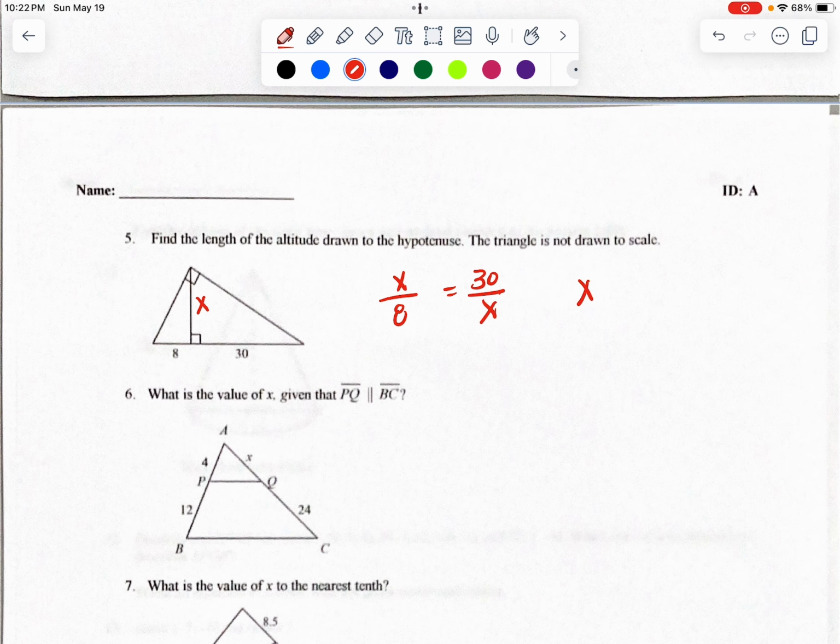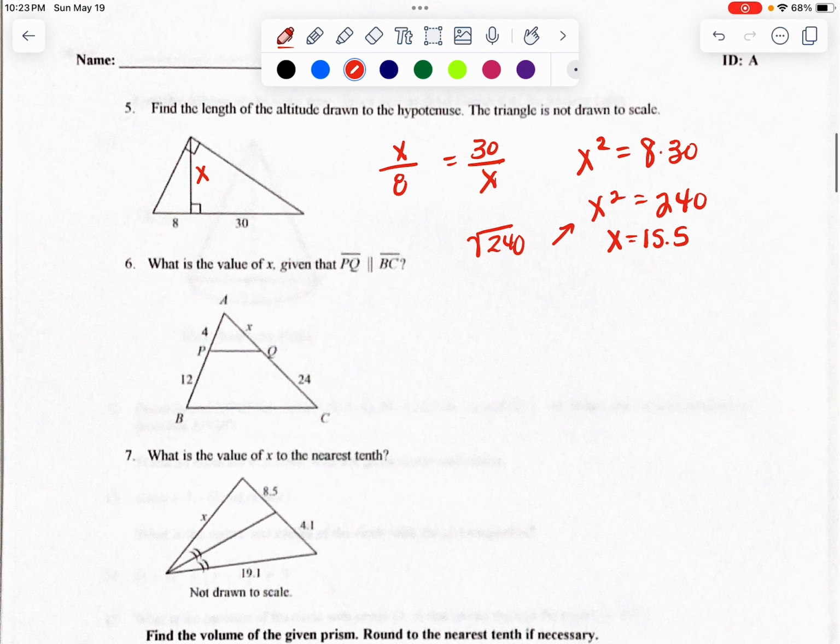And you always ended up with x squared equals, in this case, it's of course going to be 8 times 30, where x squared is 240, and I will have to find the square root of 240. Which is 15.5. Again, I did the square root of 240 to solve that because it's x squared.